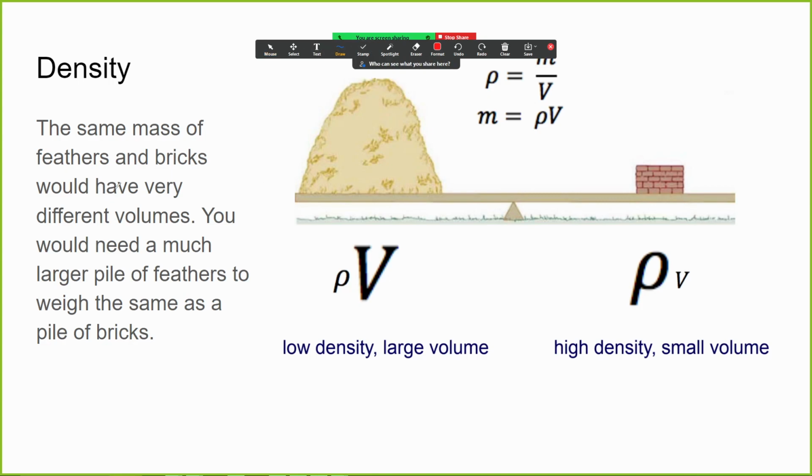So once again, the same mass of feathers and bricks is going to have very different volumes. We did talk about this pound of feathers versus this pound of bricks. You would need a whole lot more feathers in order to weigh a pound than you would bricks, because bricks are significantly more dense, okay? They have a small volume, but their density is quite large. And so when we look at this equation, that makes sense. If you have a small volume, density is going to increase, as opposed to when we're talking about this pile of feathers here, the volume that's required to get this weight of feathers to equal that of the bricks is significantly greater.